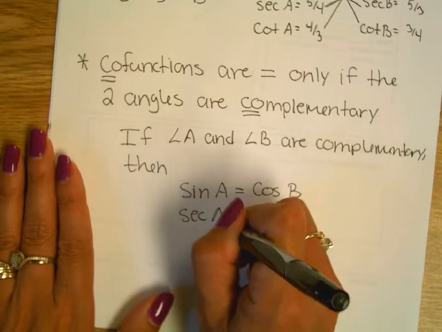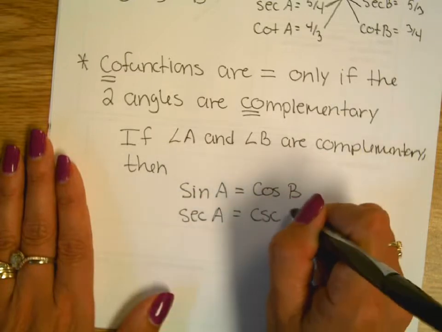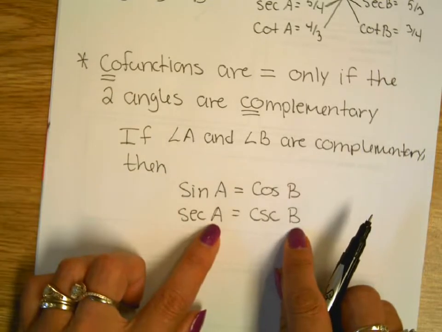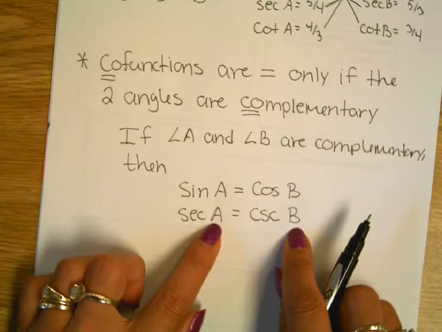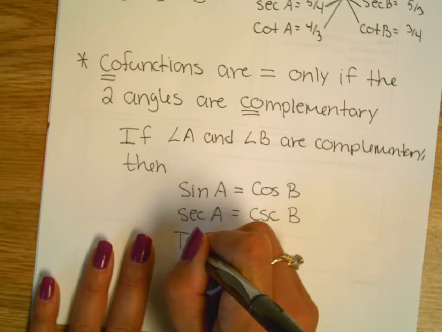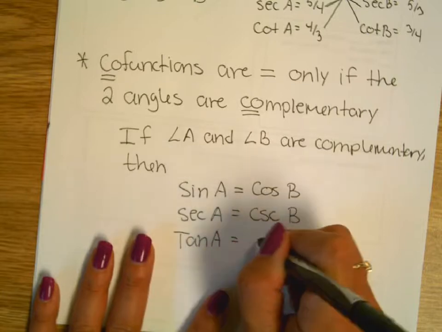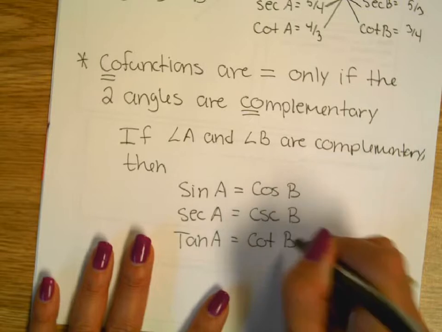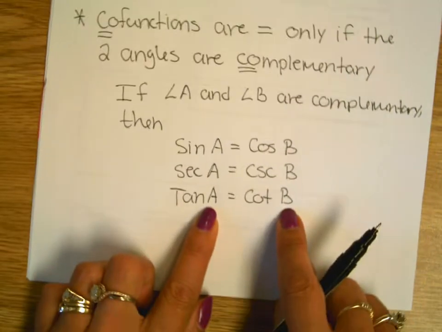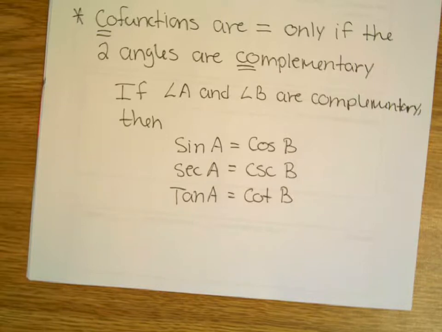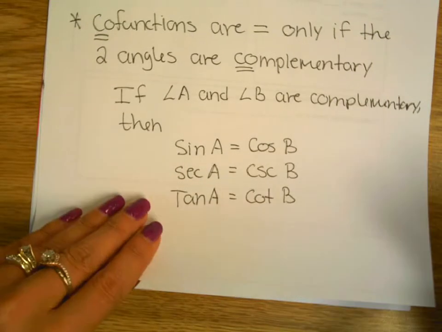Secant and cosecant will be equal if your two angles are complementary. And then the third part is tangent and cotangent. Tangent will equal cotangent only when the angles are complementary. So do you think you got a good grasp of what the big relationship is for cofunctions? Did I make that clear, do you think? We'll find out here in a minute.